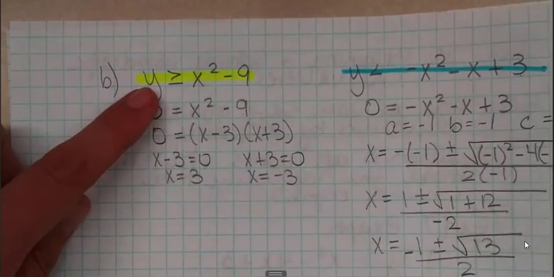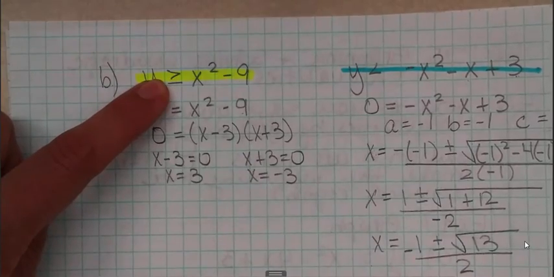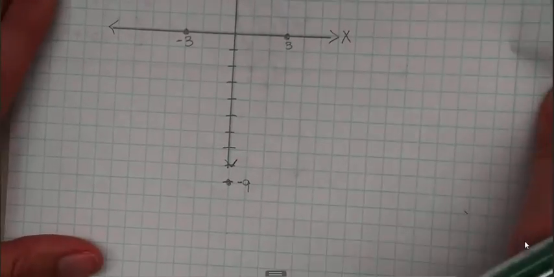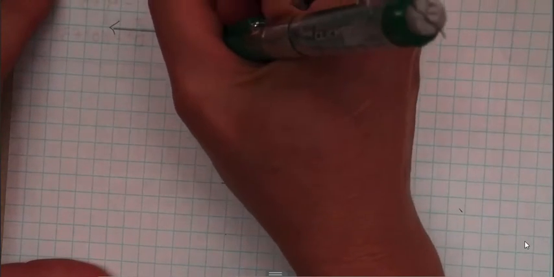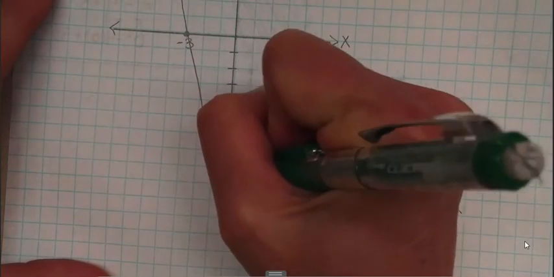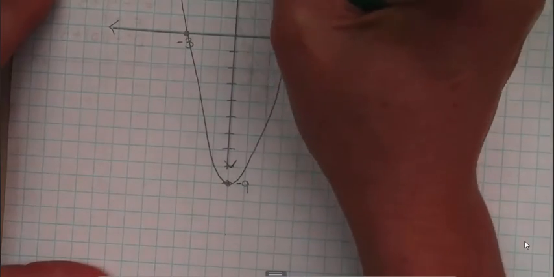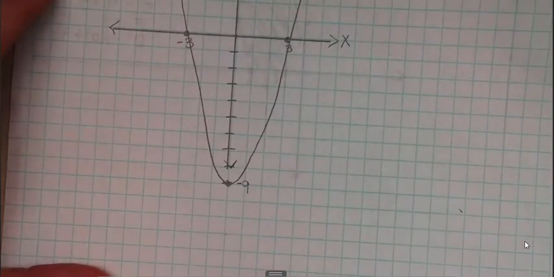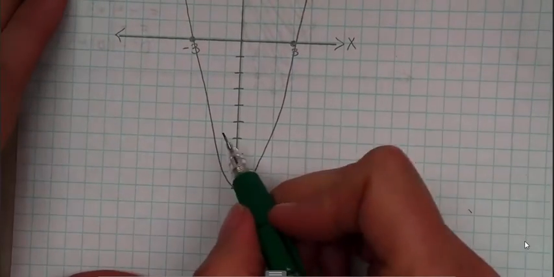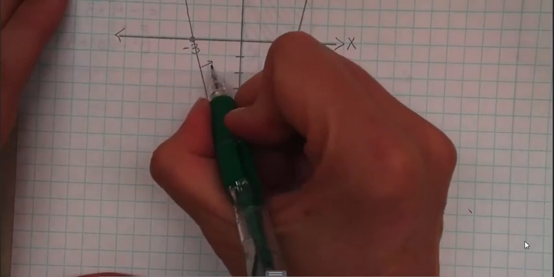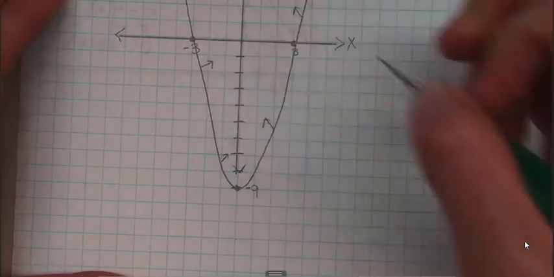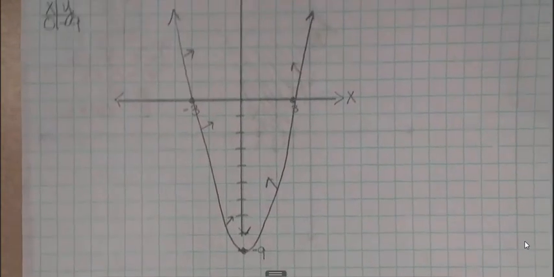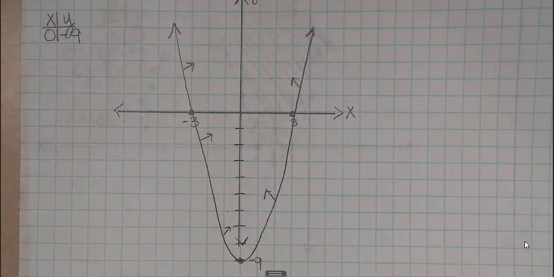Okay, so thinking about this, now that's a greater than or equal to sign, which means I'm going to have a completely solid parabola. Again, the hardest part is drawing these things, probably. Okay, so I know that in this parabola, I'm going to be shading up. Okay, and I'm going to go ahead and color this parabola yellow.